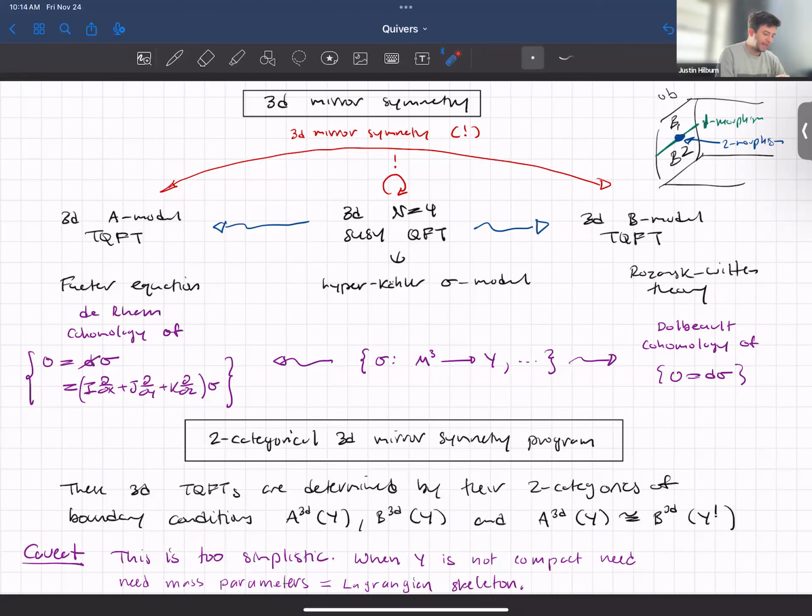And I just want to say that actually this is kind of way too optimistic to be the correct answer. The first thing that goes wrong is that it's very rare that a hyper-Kähler sigma model is 3D mirror to another hyper-Kähler sigma model. So this class usually isn't closed. So you will almost always have to consider gauge theories in order to get closure under 3D mirror symmetry.